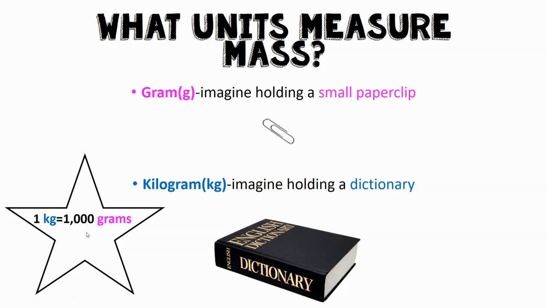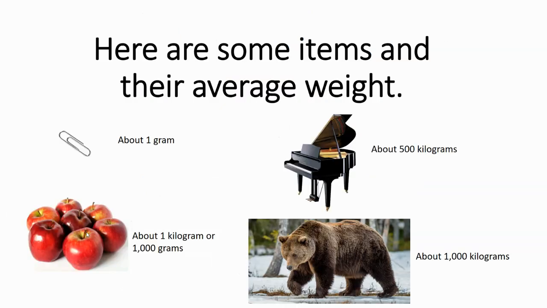When you're thinking about grams, think of each gram being equal to the size of a paper clip, and then each kilogram being equal to the size of a dictionary. And remember that you did your scavenger hunt yesterday also, so you were able to find things close to a gram or close to a kilogram. So here's some more items and their average weight.